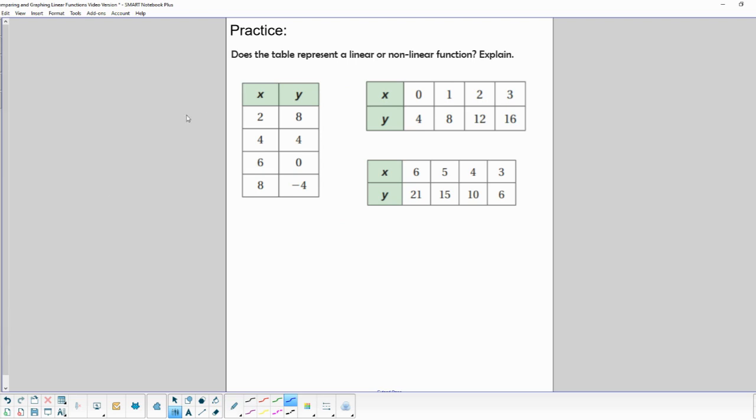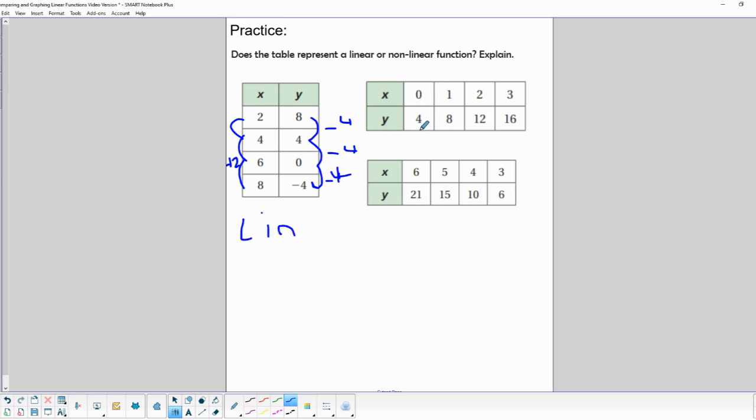Couple more. Does the table represent a linear or nonlinear function? So let's pick it up. Plus 2, plus 2, plus 2 in the x direction. Minus 4, minus 4, and minus 4 in the y direction. So that would be a slope, and you can see they're all the same. Change in y over the change in x is a constant rate of change. It's the same amount each step. So yes, that's linear.